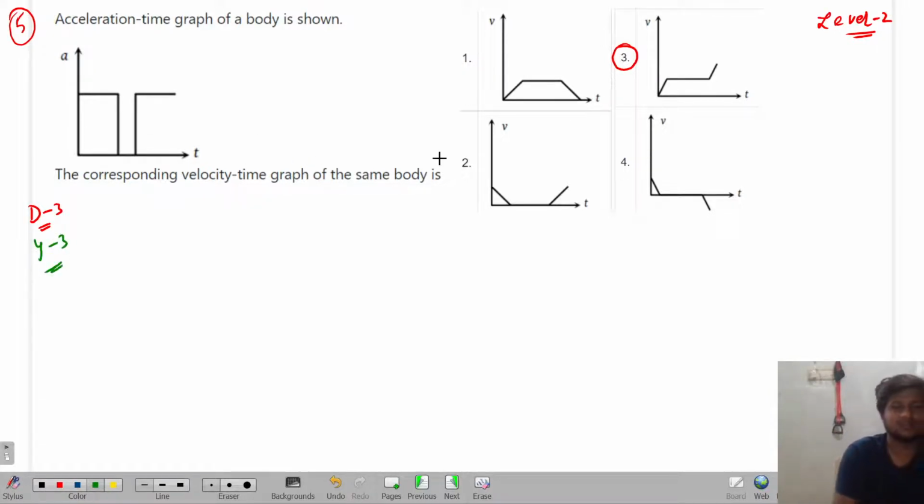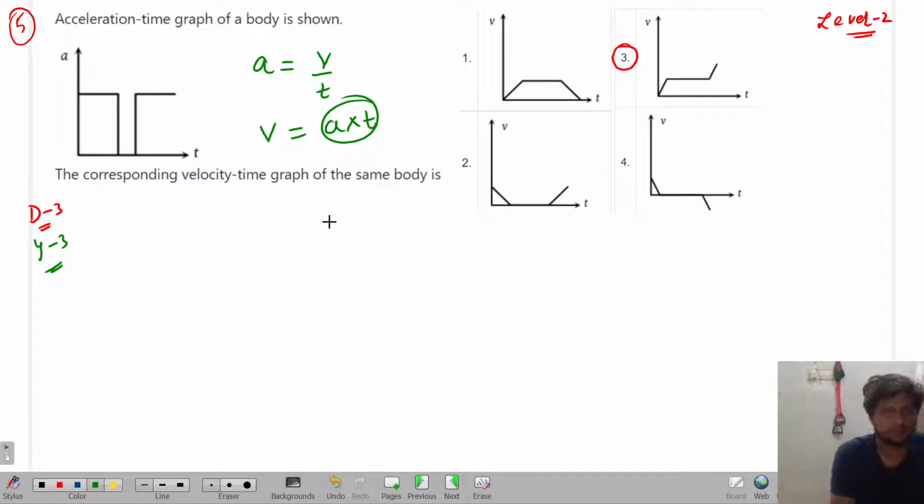Option 3. Let us check. Let us verify the acceleration time graph. Here acceleration is given and we need the velocity time graph. We know that velocity is equal to acceleration into time, so I have to draw accordingly. But try to see. For 0 to t, this is 0 and this is some time t. What is happening? Acceleration remains constant. If acceleration remains constant, what will happen to this velocity? Try to understand this graph perfectly.